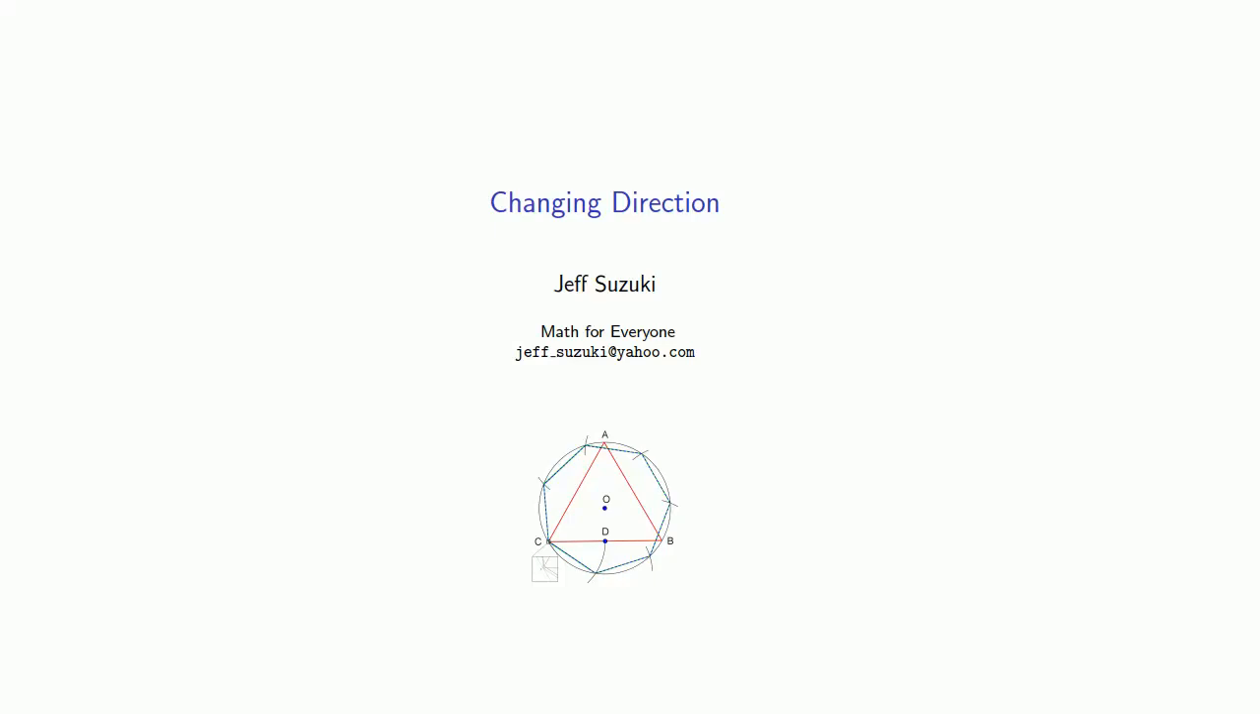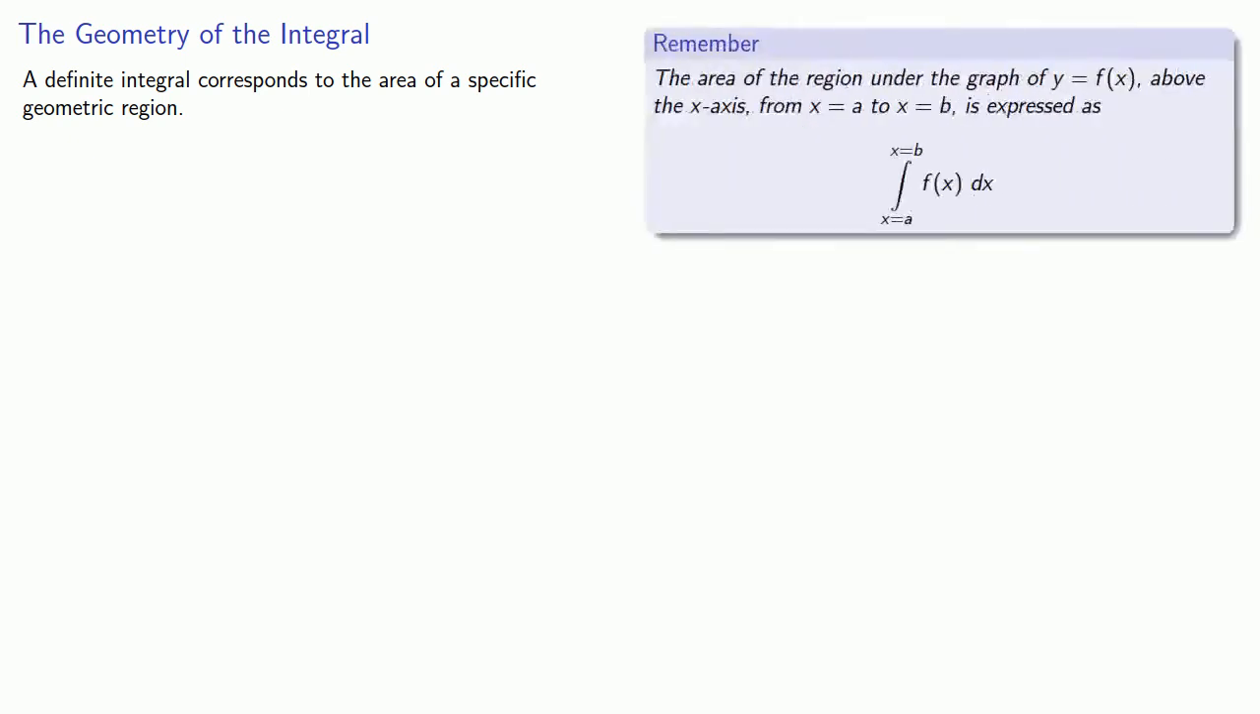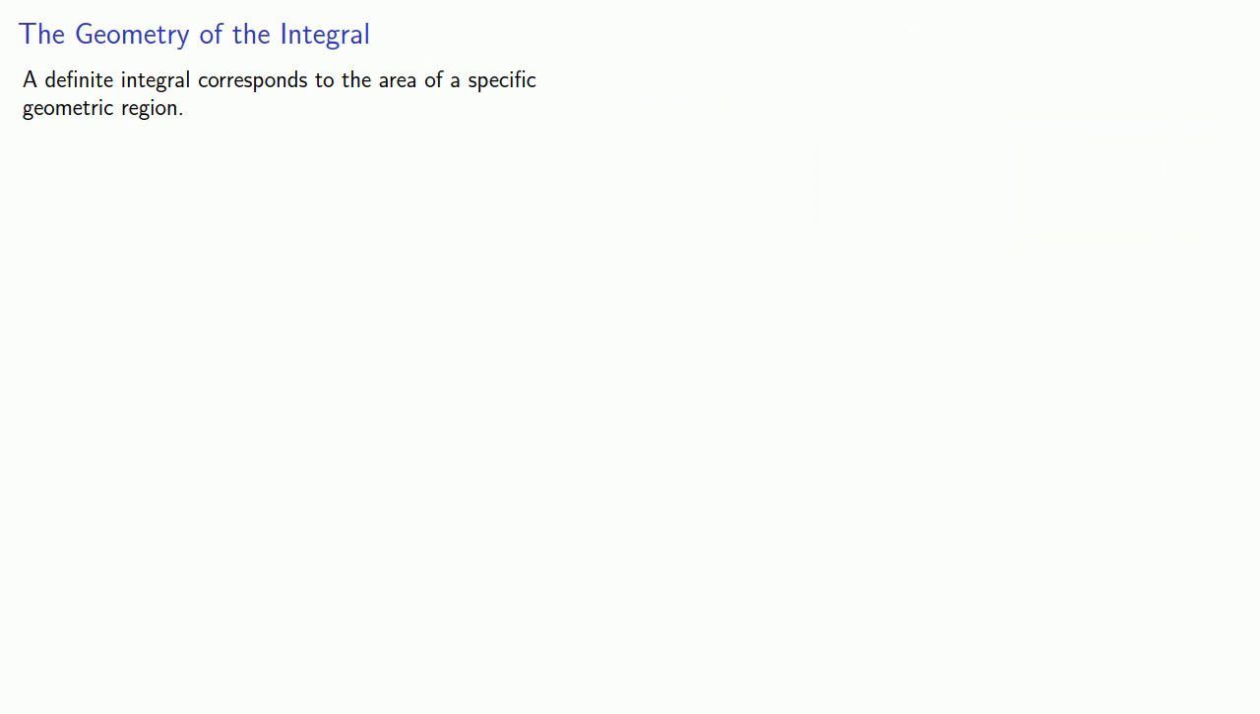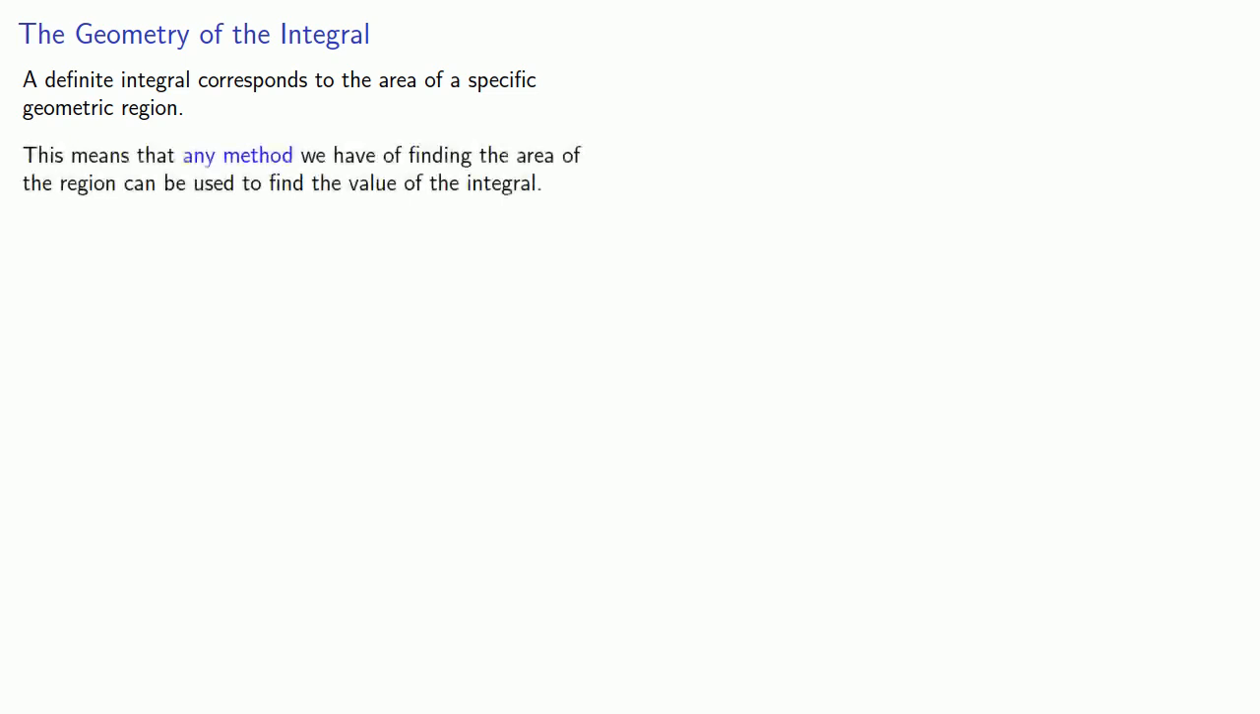So let's introduce a useful approach to integration known as changing directions. Our ability to do so rests on the geometry of the integral. In particular, a definite integral corresponds to the area of a specific geometric region. It's useful to keep this in mind because this means that any method that we have of finding the area of the region can be used to find the value of the integral.